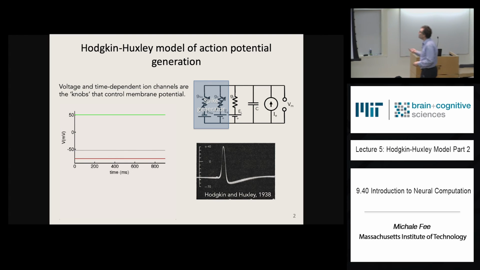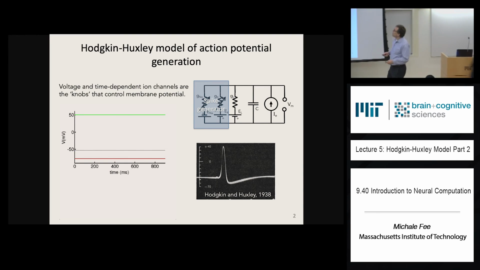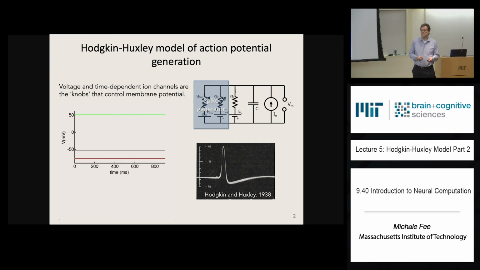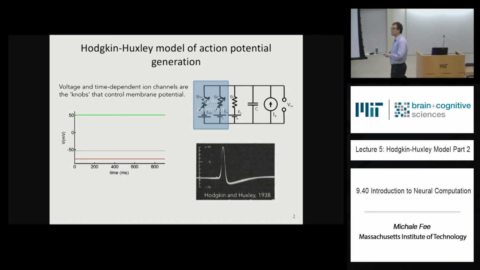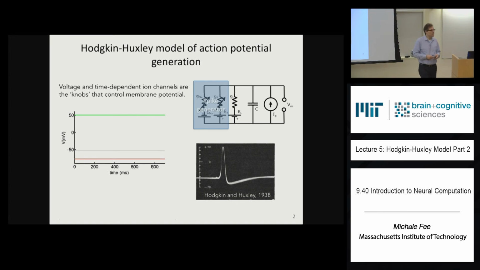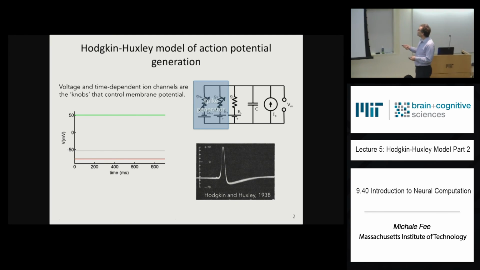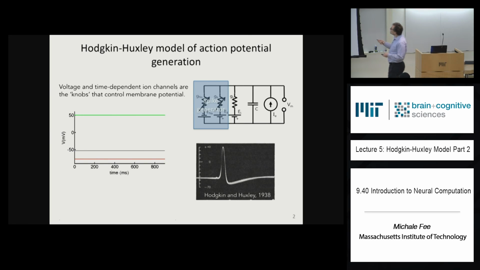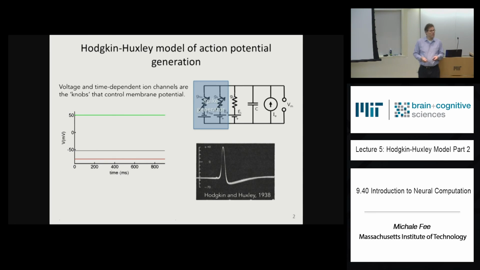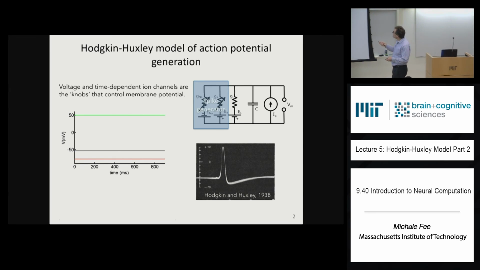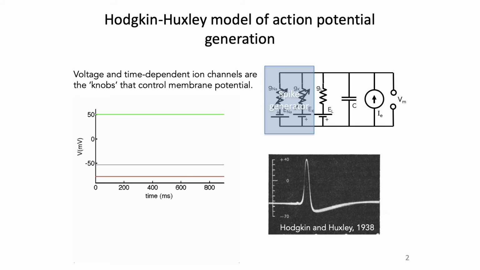Today we're going to continue developing our equivalent circuit model, the Hodgkin-Huxley model of a neuron, and we're still focusing on the mechanism that generates spikes. As you recall, there are two ion conductances that lead to action potential generation. There's a sodium conductance connected to a sodium battery that has a high equilibrium potential. There's a potassium conductance connected to a potassium battery that has a negative equilibrium potential.